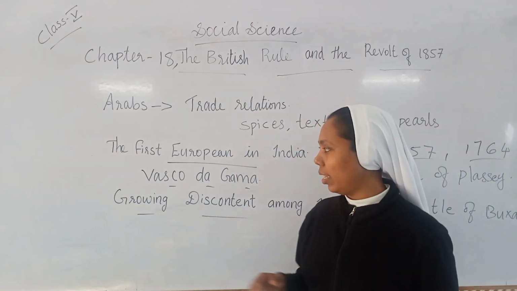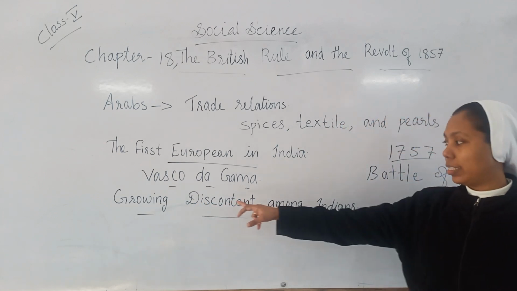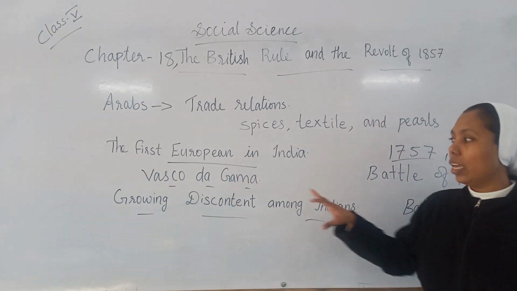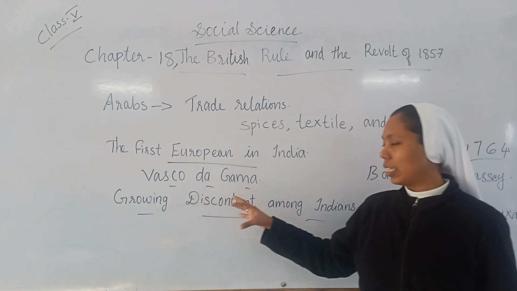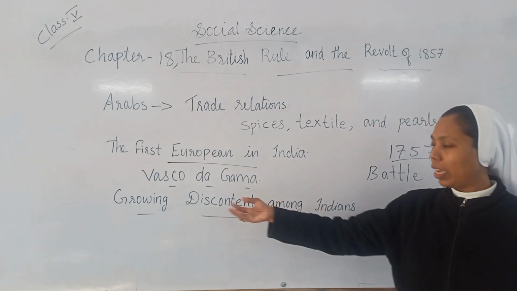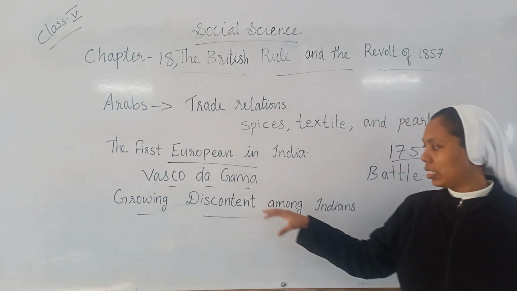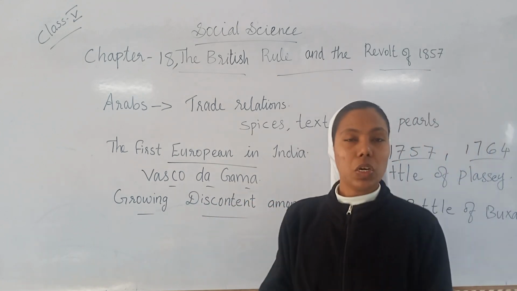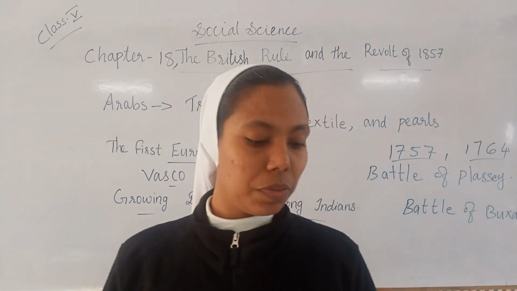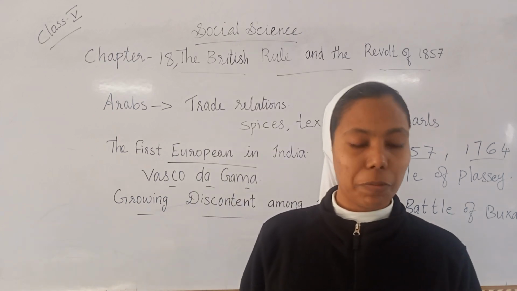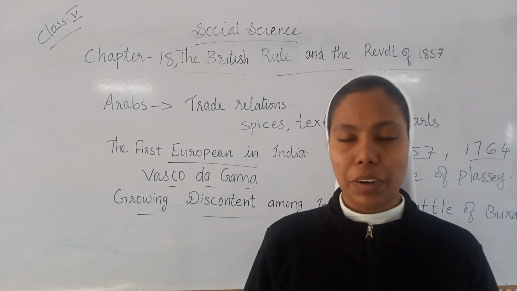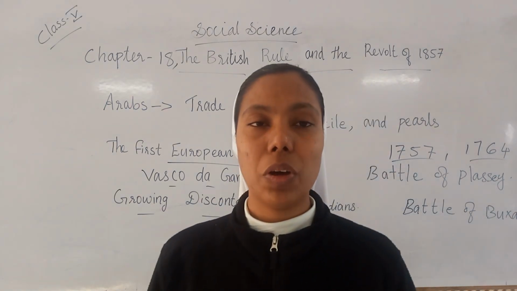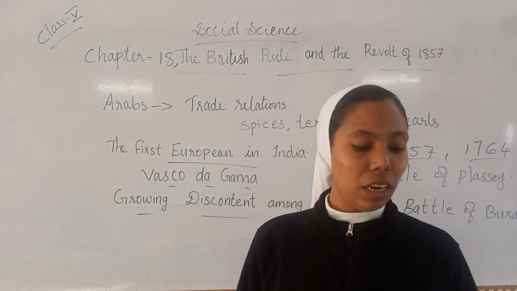Next we can see the growing discontent among Indians. Among the Indians, there was discontent; they were not happy. The British did not want to leave any opportunity of making profit. They were getting more profit from India, from many things, and they were not leaving any opportunity.